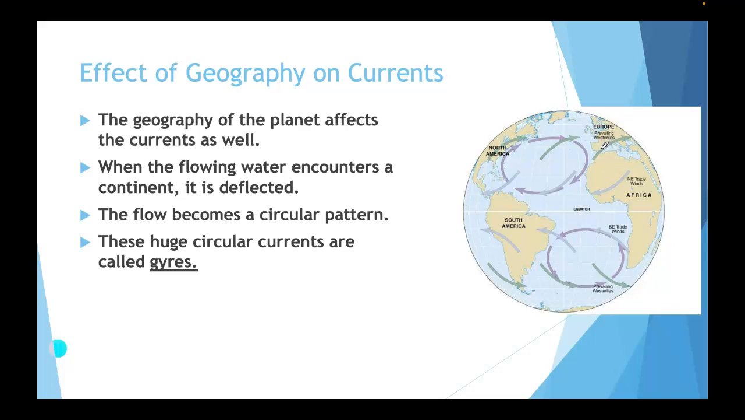So on your sheet, we're answering question number 11. What is a gyre and why do they form? A gyre is a huge circular current, and they're formed because the current hits the shoreline, or you can say it hits land.